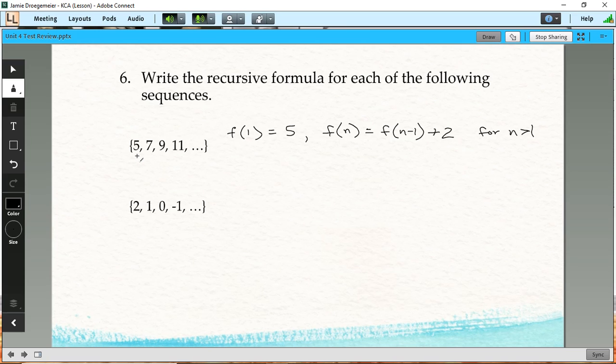We could also find the explicit formula for this. To find the explicit formula, we take the starting value, which in this case was 5. We add that common difference that's going in between each term. So each time we're increasing by 2, and then we multiply that by n minus 1. And so this is our explicit formula.